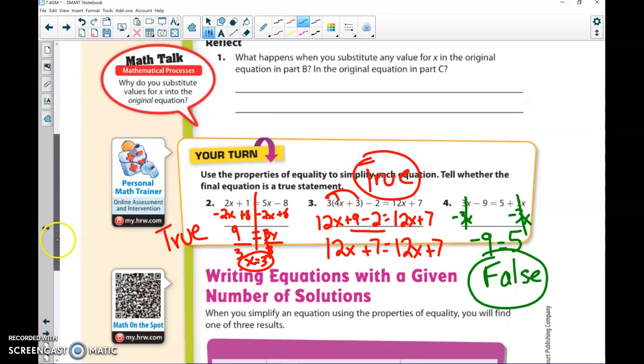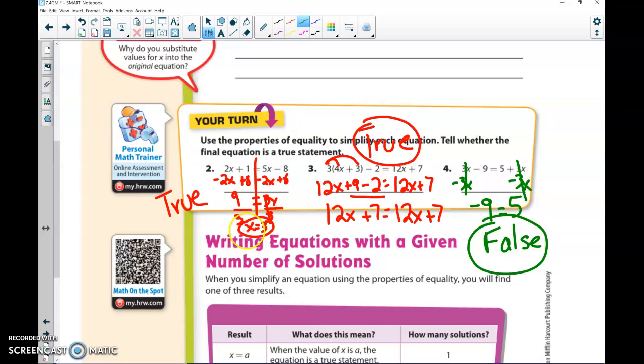So you have a couple of these on the homework where it's just asking you, is it true? Yes, x plus 3, or x equals 3. That's true. Yes. So these would cancel. We would get 7 equals 7. Yep, that's true. Here we get negative 9 equals 5. That is not true. Negative 9 does not equal 5. So that one would be our false one.